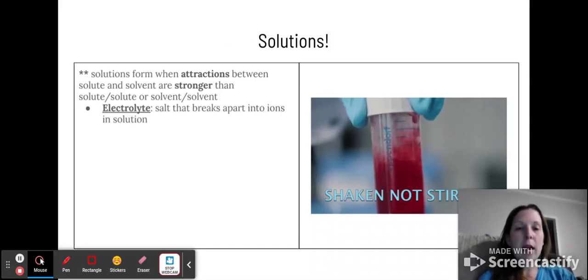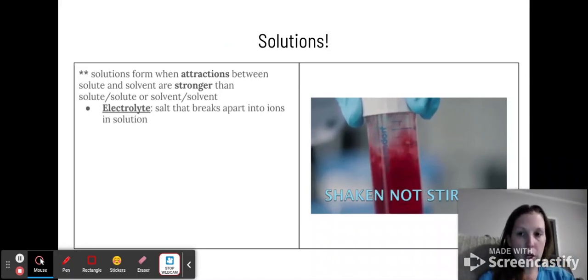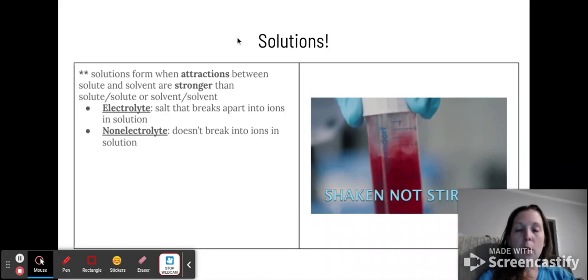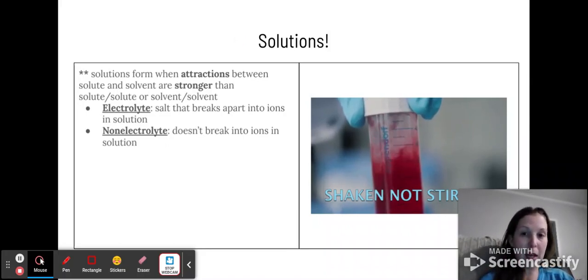So when we do have a dissolution occur, there are a couple other terms to look at here. So the first one is electrolyte. An electrolyte is a salt that breaks apart into ions when in solution. So think like Gatorade. We have non-electrolytes, which means it's a substance that does not break up into ions in solution. So these would be like sugars.